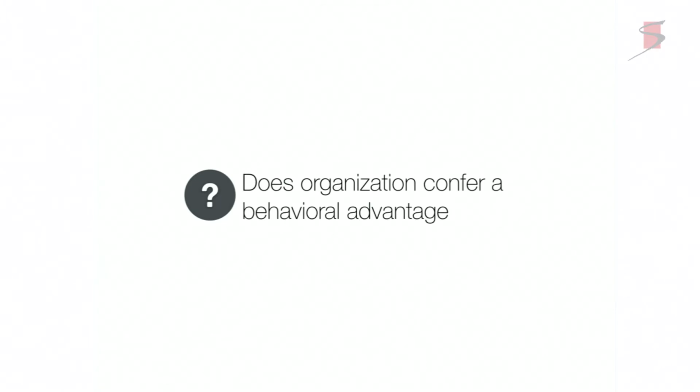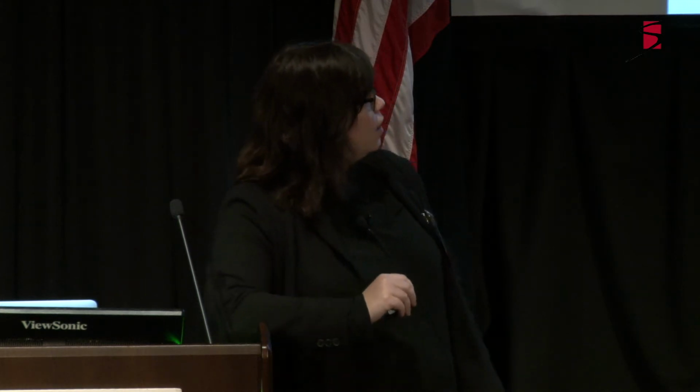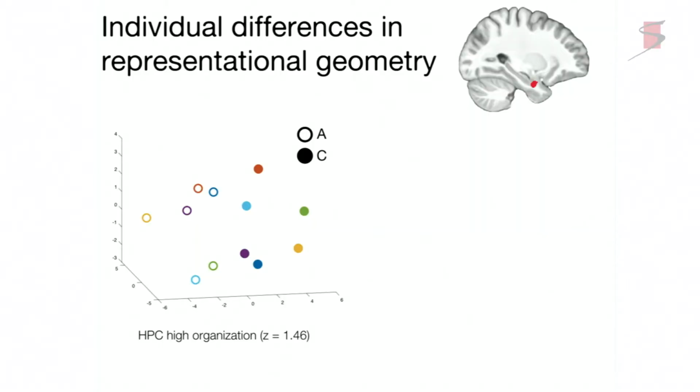Okay. You might ask, does this kind of abstract hierarchical organization confer any sort of behavioral advantage? It turns out that individuals in this experiment show a lot of differences in the degree to which they have this representational geometry. Here's an actual individual subject's multidimensional space for these stimuli. The A's are in hollow circles, the C's are in dark circles, and you can see a relatively consistent trajectory between the A and C items in this person's brain.